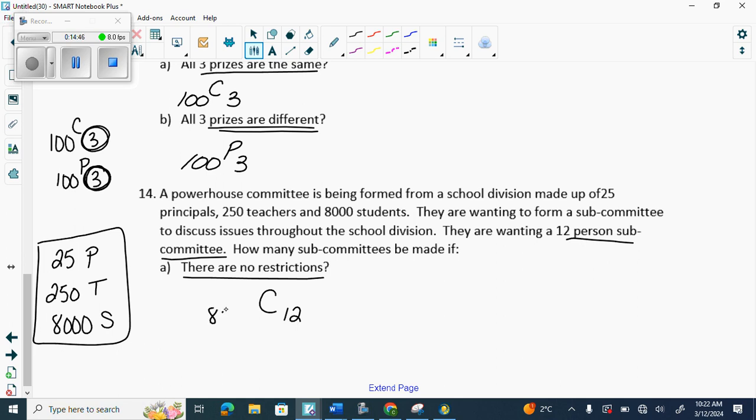8,275. And that's my answer. And I can't type it in. It overloads my calculator. That would just be the answer. Make sense?